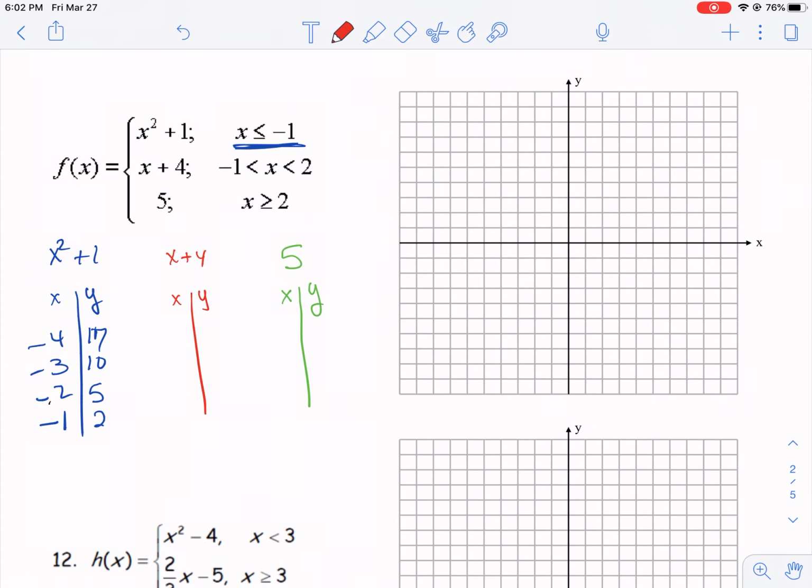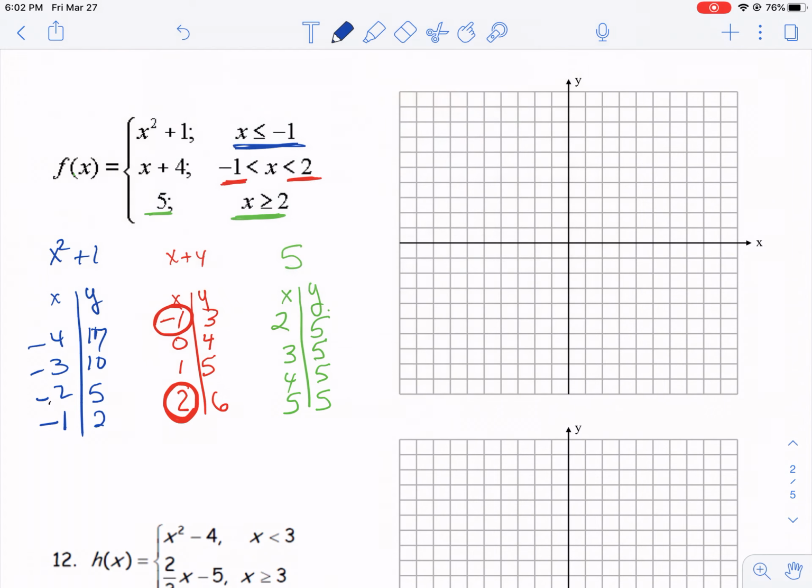Alright, so then we go and get x plus 4 between negative 1 and 2. So negative 1, 0, 1, and 2. Remember, even though they don't have equal signs, I need those numbers in my table. But that also means I'm going to put open circles around them because they don't have equal signs. Alright, so then we're going to get 3, 4, 5, and 6. And then for the last one, I don't even need to put that in my calculator. Y equals 5. The y values are always going to equal 5 for any x greater than or equal to 2. So that's 2 and up. 2, 3, 4, and 5. All right, let's go graph these.